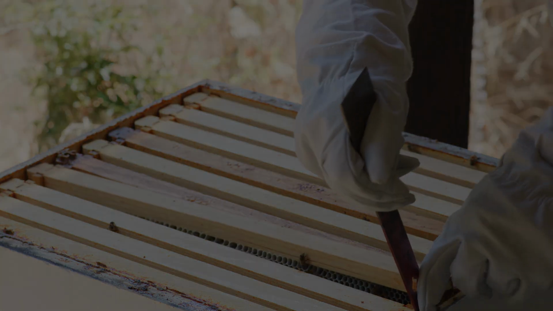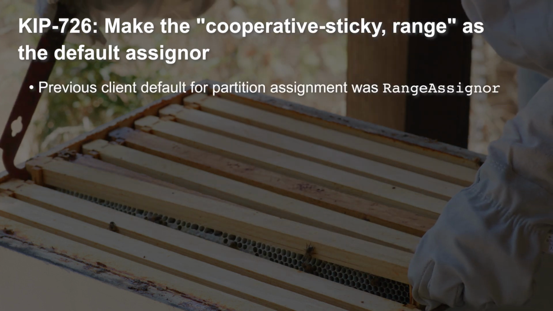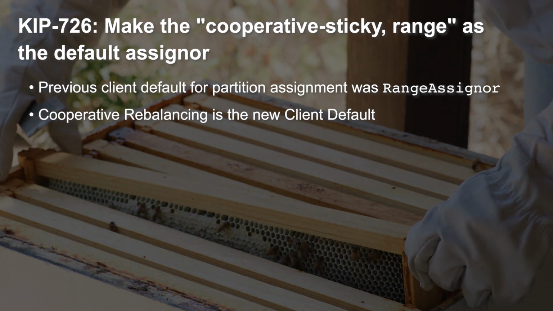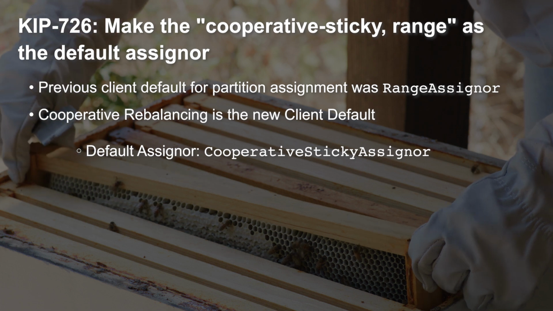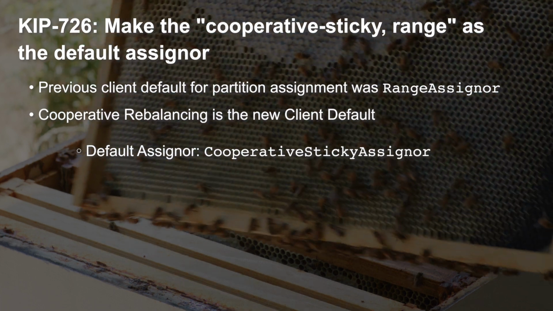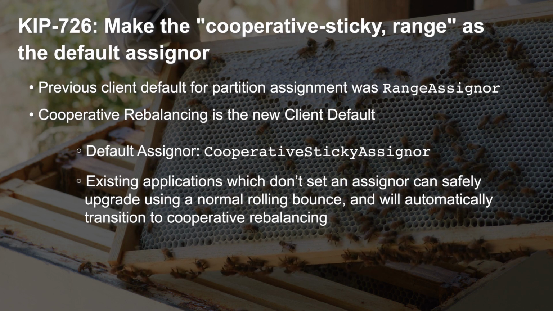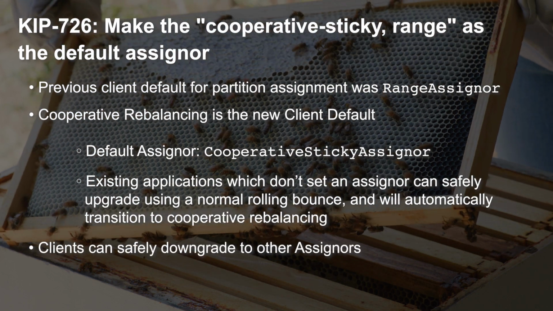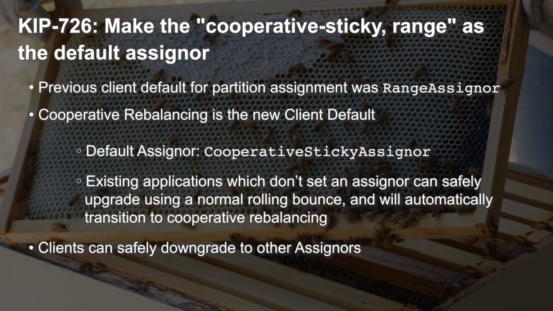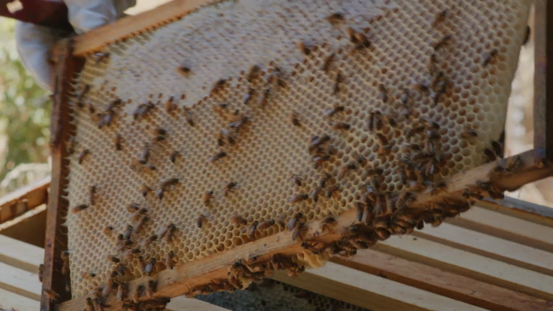And our final update for Kafka Core is KIP 726. Now, usually sticky wouldn't be a good thing, but cooperative-sticky is. KIP 726 makes the cooperative-sticky assignor the default assignor for clients, replacing the old default range assignor. With this change, clients will be able to take advantage of the more efficient cooperative protocol by default and avoid stop-the-world rebalancing. Existing applications that don't set an assignor can safely upgrade using a normal rolling bounce, and will automatically transition to cooperative rebalancing. Clients are, of course, able to explicitly choose to use other assignors as they see fit.